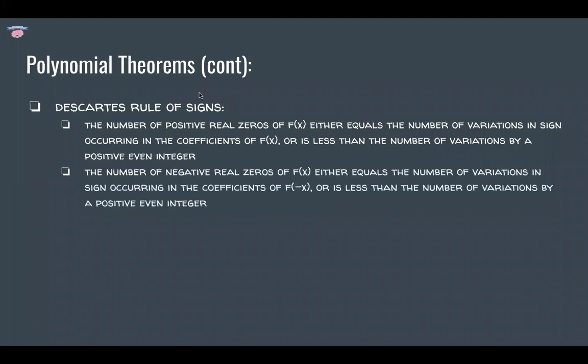For the negative, you take f of negative x, take the number of variations in that, and then you do the same exact thing. So I'll pull up a different function this time, 5x to the power 5 minus 4x to the power of 4 plus 7x to the power of 3 plus 9x squared minus x minus 5. Let's take f of negative x first.